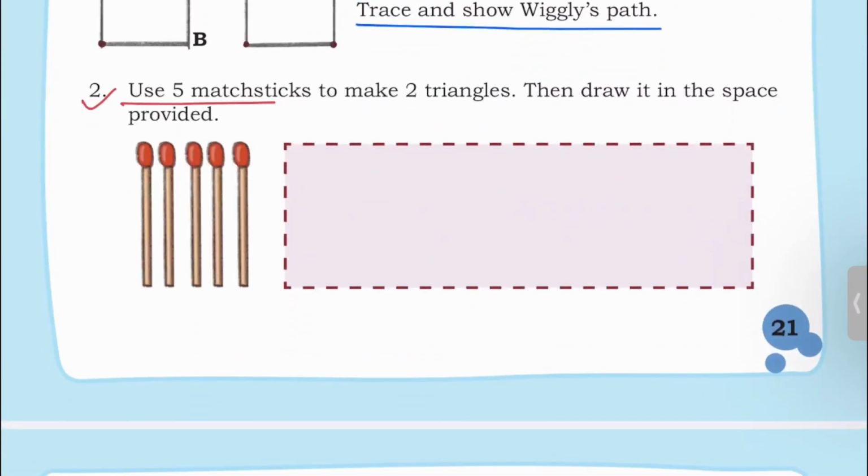2. Use 5 matchsticks to make 2 triangles. Then draw it in the space provided. You can draw like this.